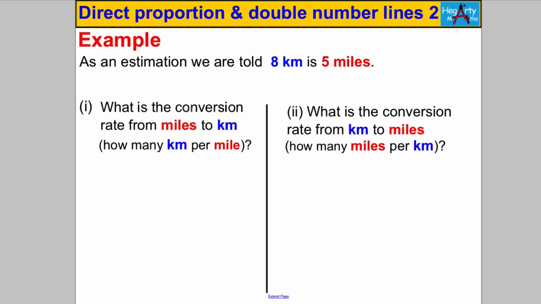As an estimation, we're told 8 kilometers is 5 miles. We're asked the following two questions. What is the conversion rate from miles to kilometers? How many kilometers per mile? And what is the conversion rate from kilometers to miles? How many miles per kilometer?